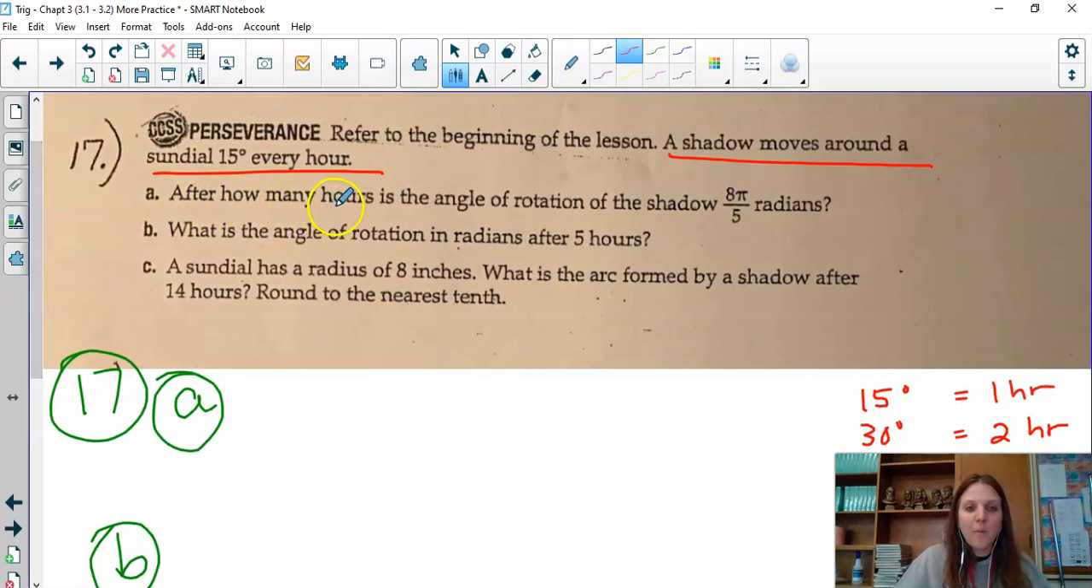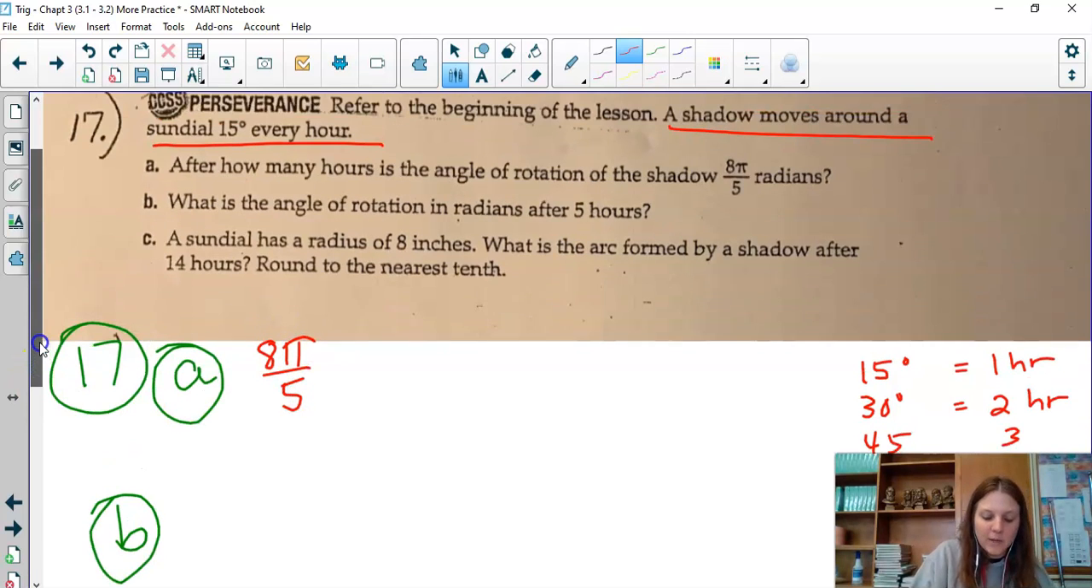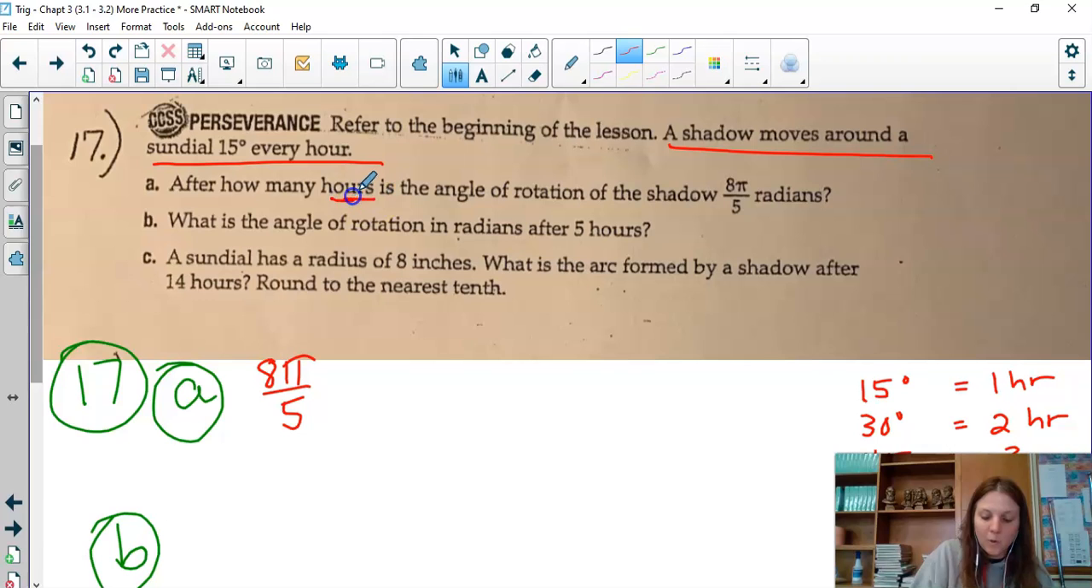After how many hours is the angle of rotation 8 pi over 5 radians? So let's go ahead and write down 8 pi over 5. Okay, now that's radians. What we need to figure out is how many hours will that be? Well, the directions for this sundial give us the hours per degrees in degrees. So the first thing we need to do is change this back to degrees.